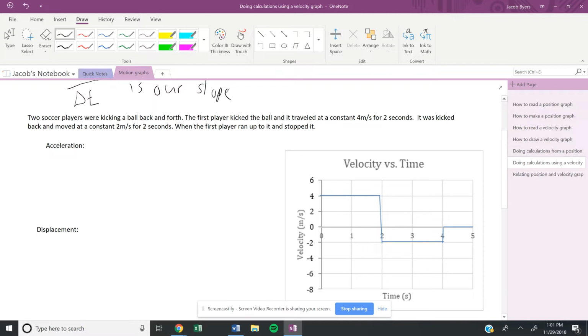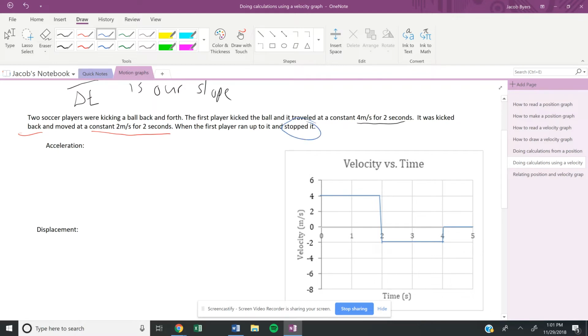We're going to look at our situation. Two soccer players were kicking a ball back and forth. The first player kicked the ball and it traveled at a constant 4 meters per second for 2 seconds. It was then kicked back and moved at a constant 2 meters per second for 2 seconds, when the first player ran up to it and stopped it.